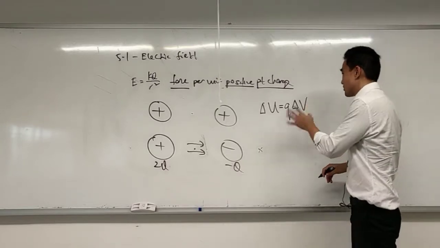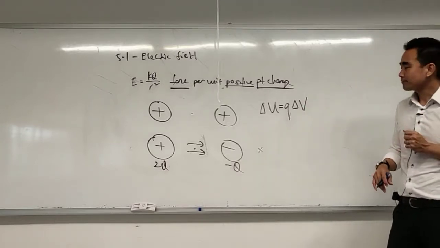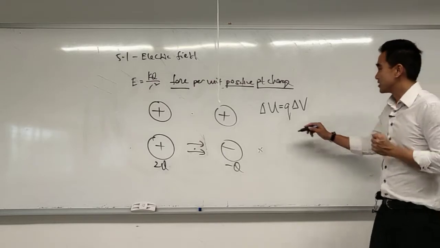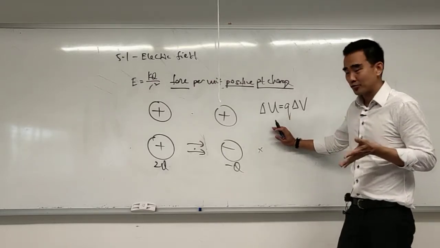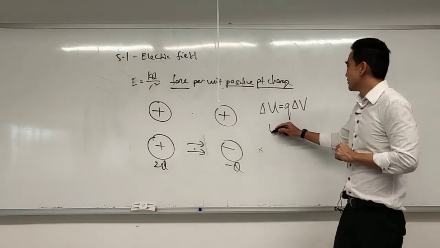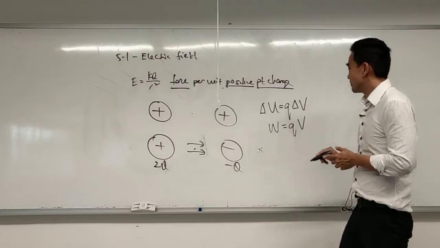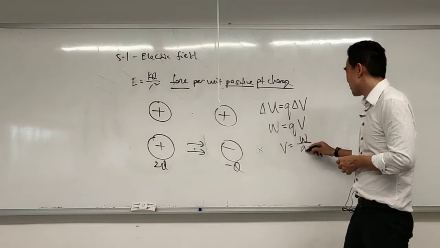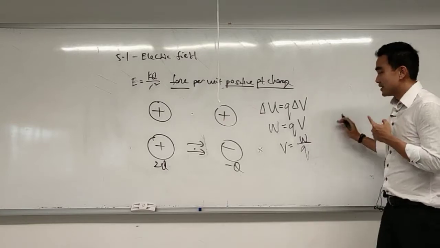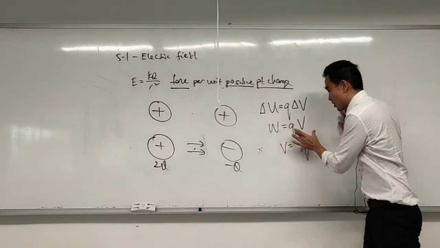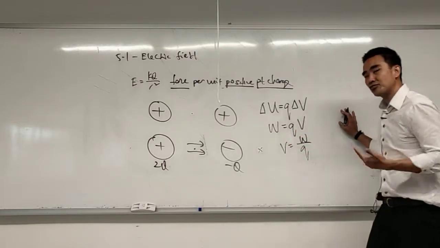Now why is it important? Because it's linked to the next point, which is in 5.2, in an electrical circuit, your W is equal to QV. And this is actually the definition of your potential difference. The definition of potential difference is the work done to drive a unit charge between 2 points.